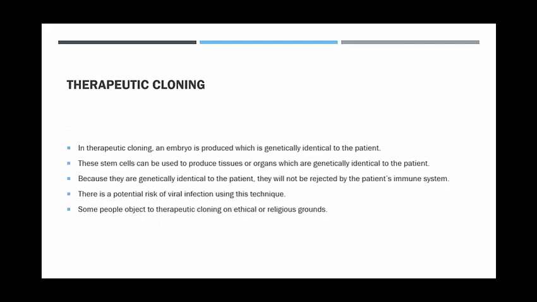In the process of therapeutic cloning, an embryo is produced which is genetically identical to the patient. The stem cells can then be used to produce tissues or organs which are genetically identical to that patient. And because they're identical to the patient, they won't be rejected by the patient's immune system. So if you needed a replacement kidney, for example, if you have a kidney transplant from someone else, there's always a risk that your body will reject it. If you were to create one using therapeutic cloning, then there would be no chance of rejection.